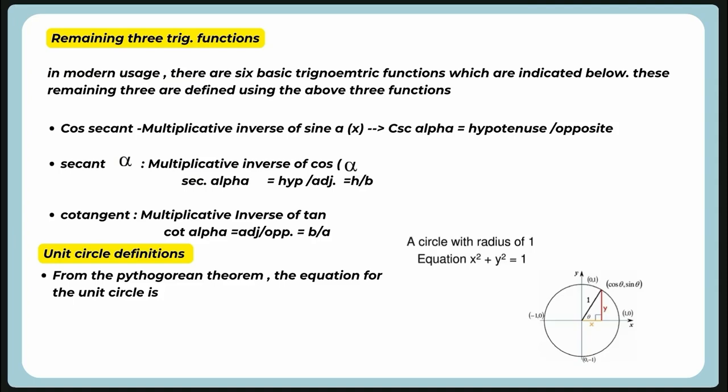We also have another 3 remaining trigonometric functions. In modern usage, there are 6 basic trigonometric functions, which are indicated below. These remaining 3 are defined using the above 3 functions. So we have cosecant, secant, and cotangent.